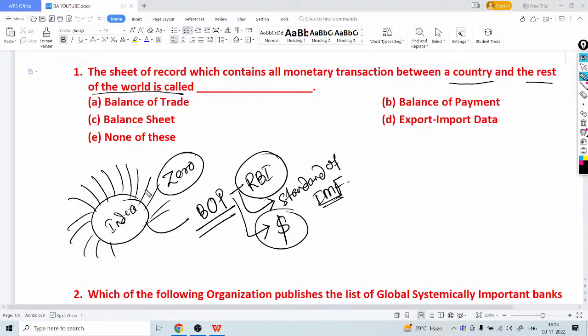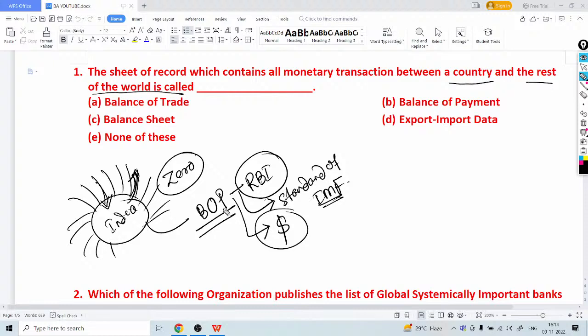Because one country's in is another country's out. If we add the total numbers of balance of payment of all the countries, then one will get zero.